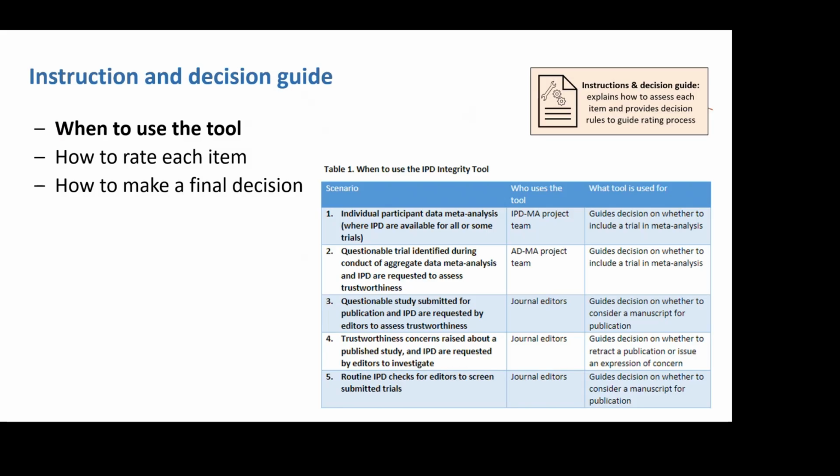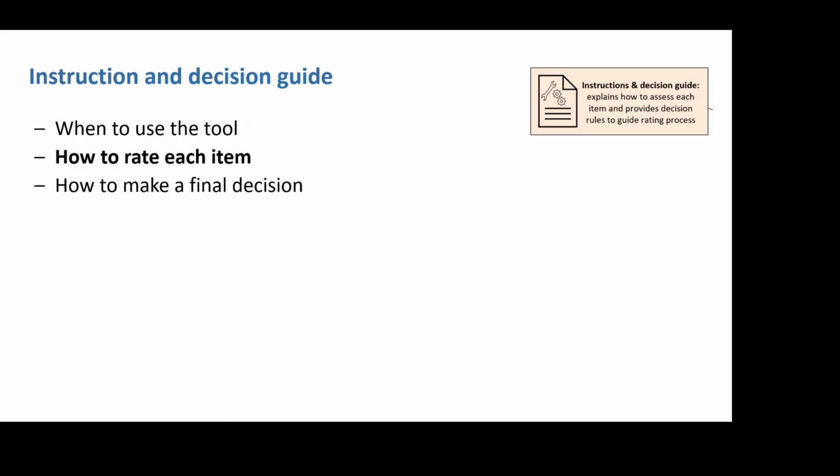So when to use the tool, I think that's quite an important one. Whilst we designed this having IPD meta-analysis projects in mind, we also now think it's quite useful when you're doing an aggregate data meta-analysis and there are trials that just seem a bit sketchy, to then maybe request the IPD for just these. And we've also had journal editors send us trials or contact us to use the tool when they had trials where they just weren't quite sure whether to include them or not in their journals. So I think the application is wider than just IPDMA.